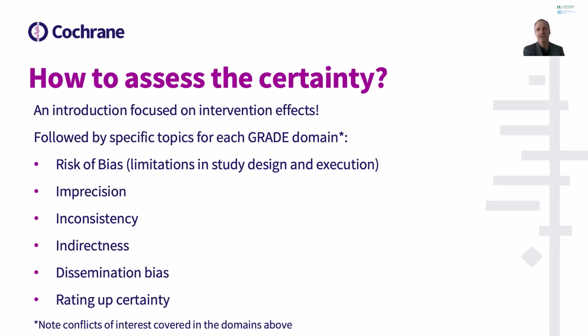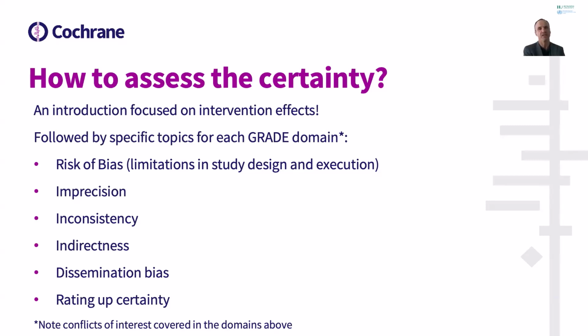Indirectness has to do with applicability, generalizability, transferability. In other words, how directly do the studies that are in front of us inform the question of interest? And GRADE has done an update. You can look that up in the book in terms of how we bring together individual studies to an overall rating of indirectness through the indirectness table that, of course, is also part of Cochrane Handbook guidance. Dissemination bias and rating up the certainty are other categories or domains that we have operationalized.